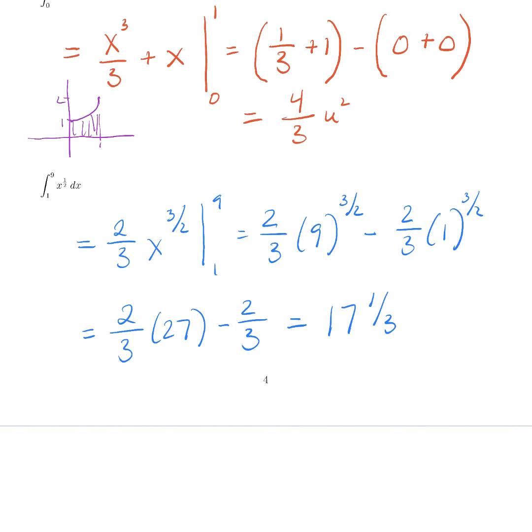Is that right? 27 divided by 3 is 9, times 2 is 18. 18 minus 2/3 is 17 and 1/3 units squared. Okay, see if you can use that information to help you evaluate the integrals in the section 4.3 activity.